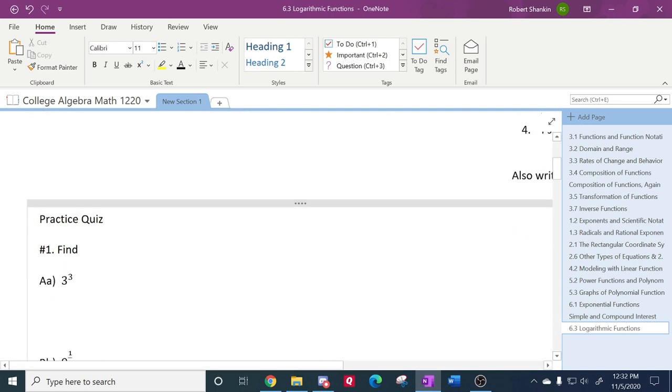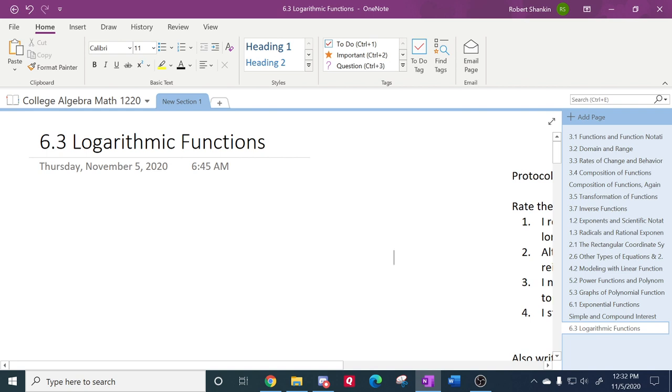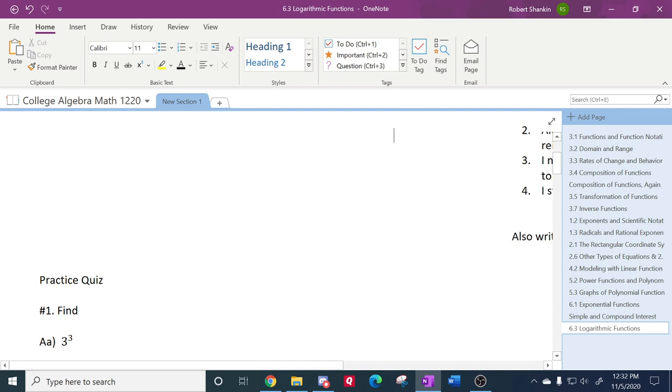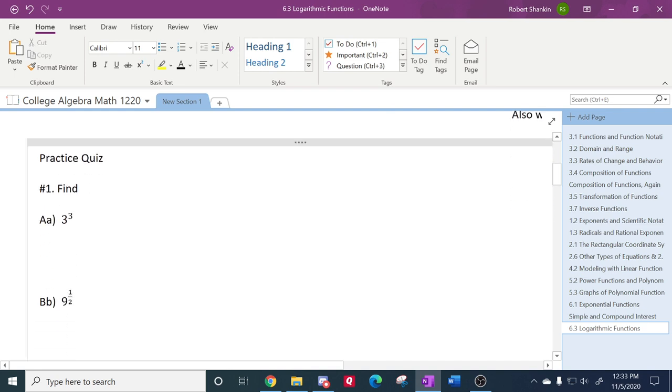All right, so we are in the module. It says logarithm functions. We're going to spend most of our time today, though, finishing up simple and compound interest. But I want to do the practice quiz. So let me have you start with these first two problems in the practice quiz.